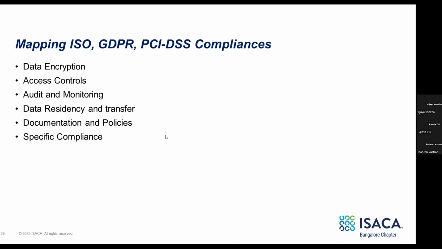So if we map all these three to multi-cloud compliance, the major thing we are going to get is data encryption. Whether the data which we are using in those cloud platforms is secure, and whether it is encrypted with a strong encryption methodology, we need to check. So the most major thing in any cloud platform is data encryption, if you are doing multiple cloud compliance auditing or a framework and mapping with these things. Then access controls, whether strong access controls are implemented or not, audit and monitoring. Okay, so data residency and transfer, documentation and policies, specific compliance.